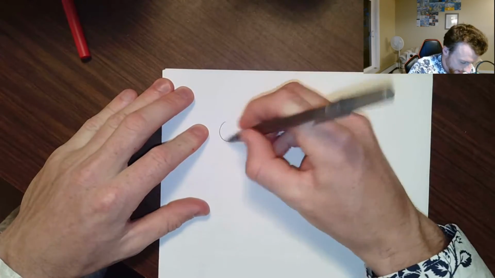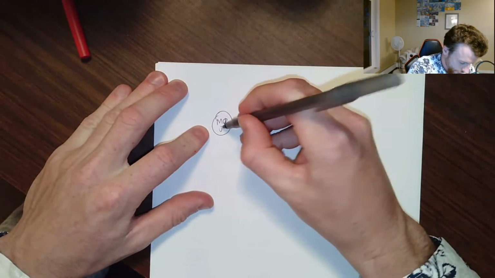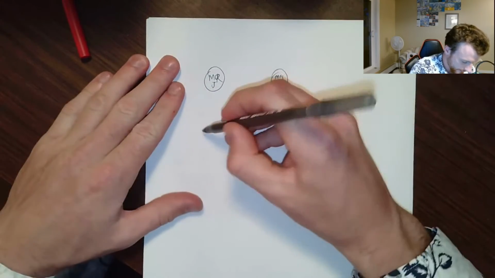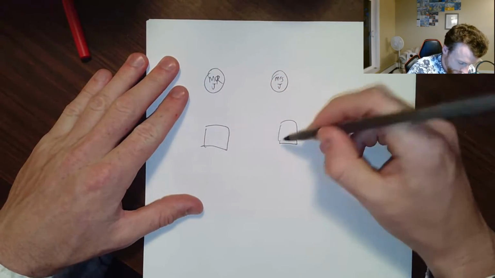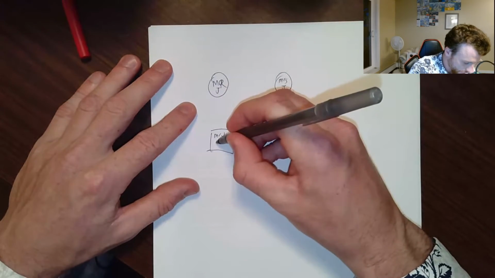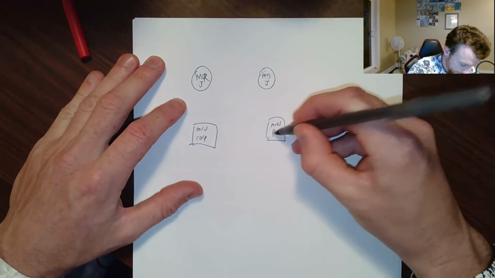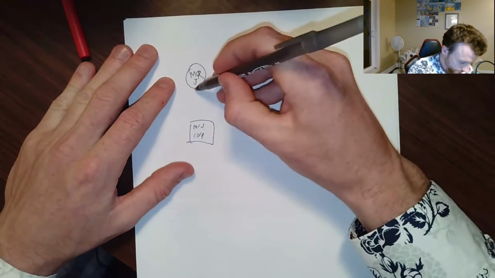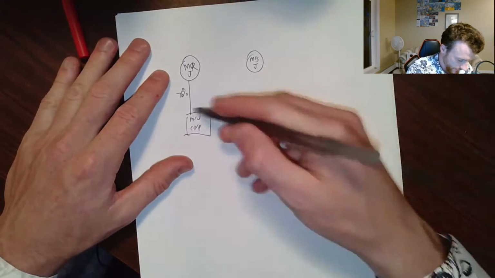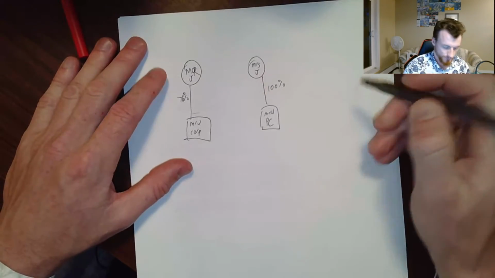All right, so we have Mr. J. A circle means person, and a square means corporation. That's going to be the rule for all these diagrams. Mr. J owns Mr. J Corp, and Mrs. J owns Mrs. J Professional Corp. Mr. J owns 75%, we'll say, of his own corporation. And Mrs. J owns 100% of her own professional corporation.